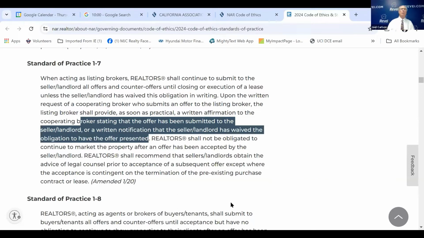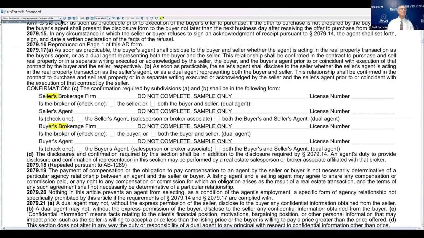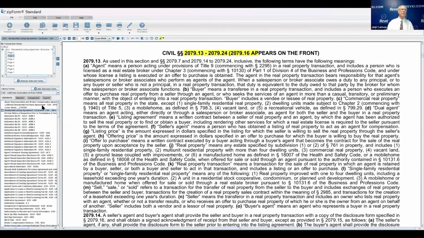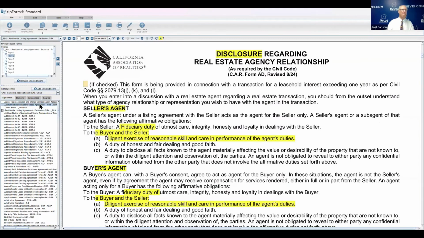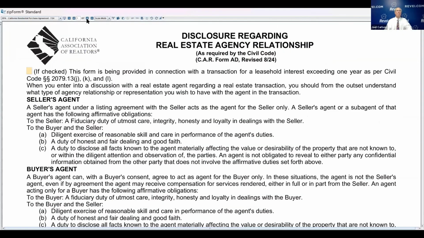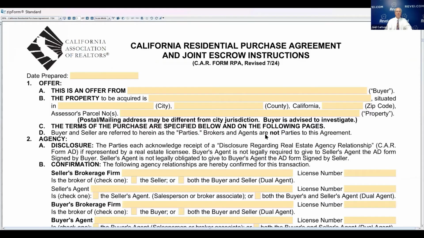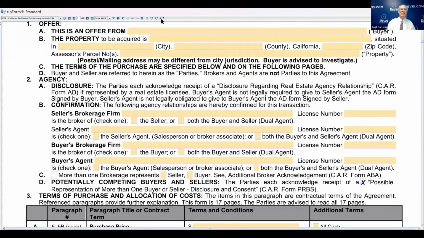All right, well, we go back here to our forms. We look at our real estate purchase agreement. So we'll go here to the residential real estate purchase agreement. Under the real estate purchase agreement, if we look at this, on page 1 of the purchase agreement, it says the agents are not a party to this agreement. See, it says right here, the brokers and agents are not parties to this agreement.